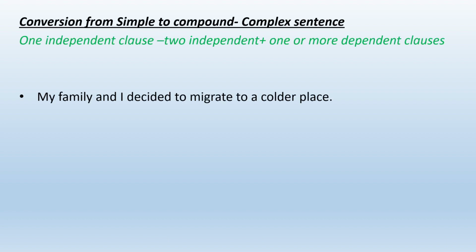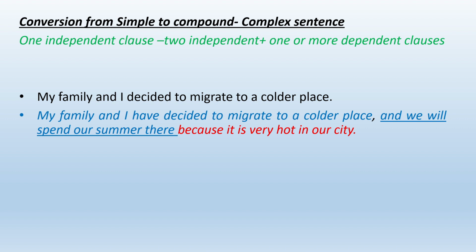Let us see another example. My family and I decided to migrate to a colder place. When we converted it into a compound complex, we have written it like: my family and I have decided to migrate to a colder place, one independent clause, and we will spend our summer there, another independent clause. In this, we have added a dependent clause, because it is very hot in our city.